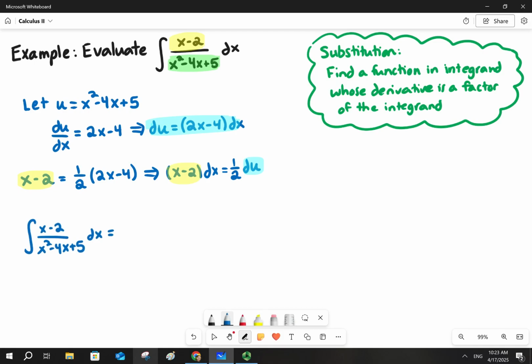Making this substitution, I replace the x minus 2 and the dx with 1/2 du, and the denominator x squared minus 4x plus 5 with u. My new integral is the integral of 1/2 du over u. I can factor the 1/2 out of the integral, leaving just du over u.